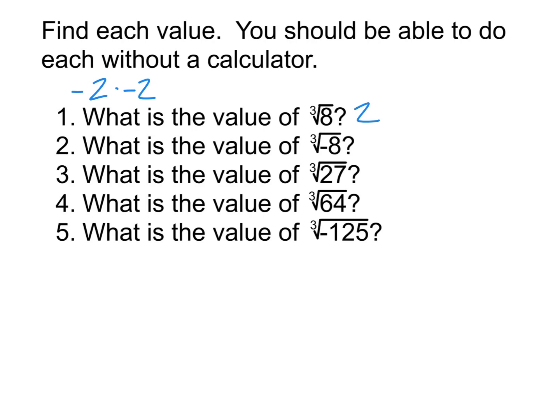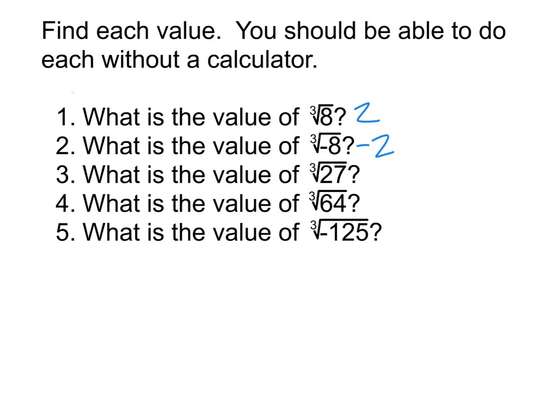So negative 2 times negative 2 is 4. Positive 4. Okay, and then positive 4 times negative 2 is negative 8. So notice since I was multiplying all negatives, since there's an odd number of them, there's 3 of them, we end up with a negative as an answer. So yes, we can take the cube root of a negative number. And so the cube root of negative 8 is negative 2.